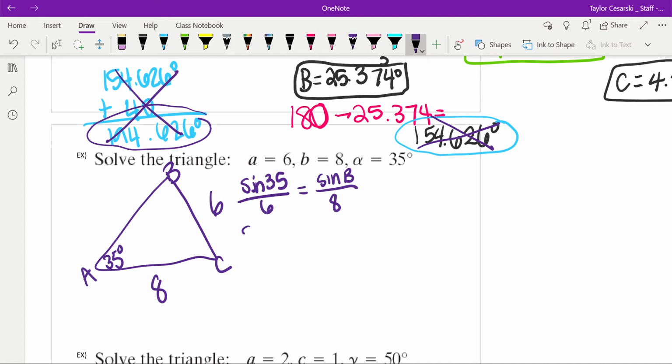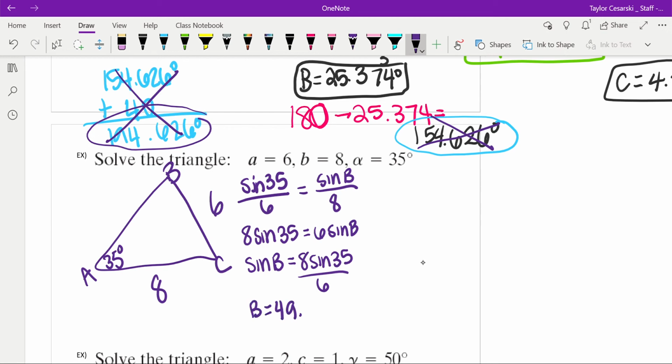So when I cross multiply, I get 8 sine of 35 equals 6 sine of B. Divide both sides by 6. Sine of B equals 8 sine of 35 divided by 6. And we're going to take the inverse of that, so inverse sine of 8 sine of 35 divided by 6. And you should get for that B equals 49.886 degrees.